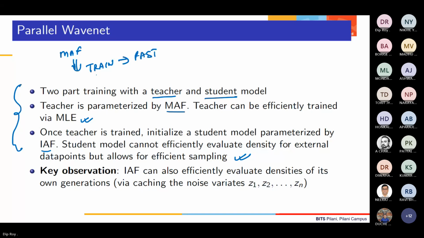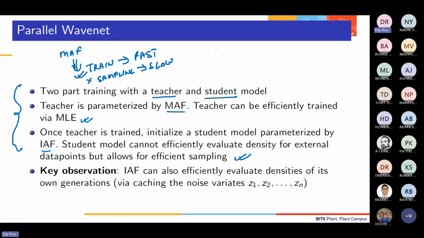And the drawback that we have here is that the sampling is slow. So what we do is we train a MAF, a simple autoregressive model. Once we train the autoregressive model, we will not use the same autoregressive model for sampling.